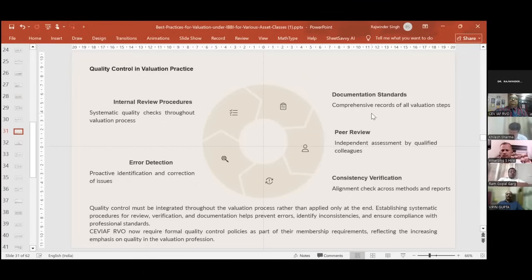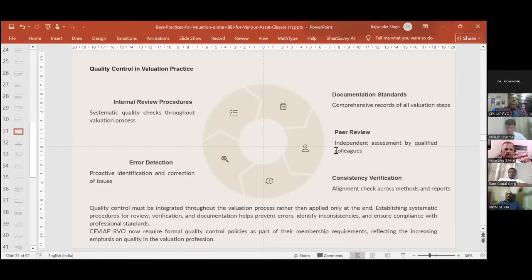After that, the important thing is peer review. Once you have prepared a report, it should be independently assessed by qualified colleagues in your firm.